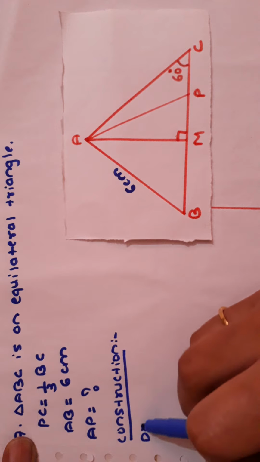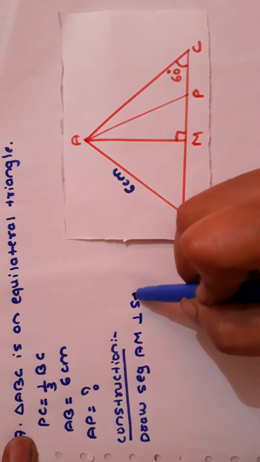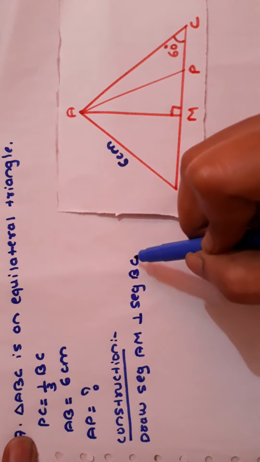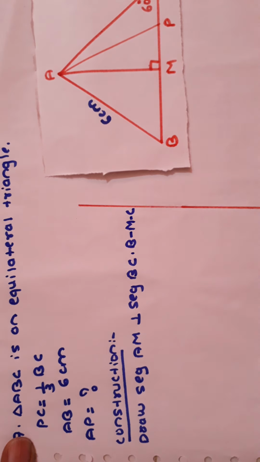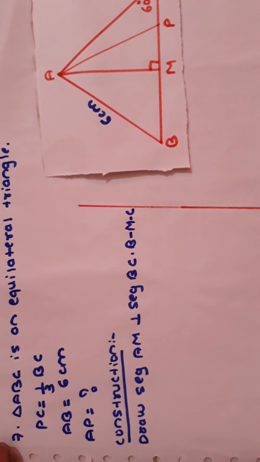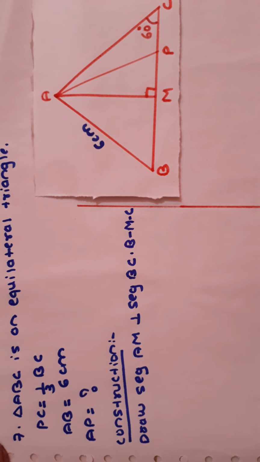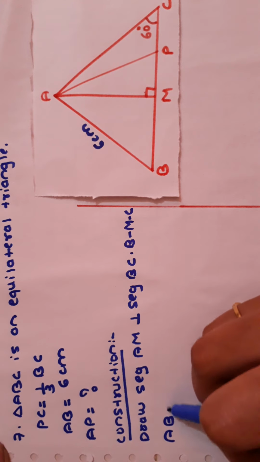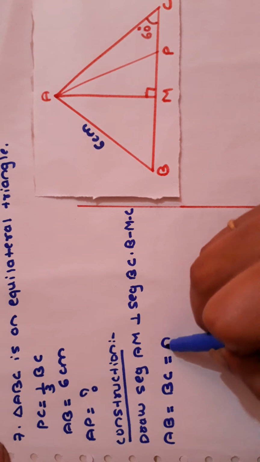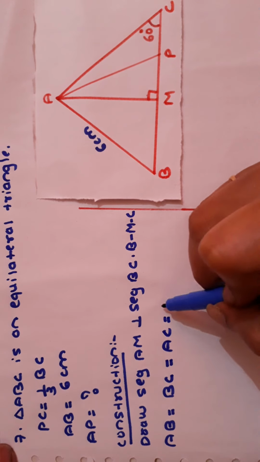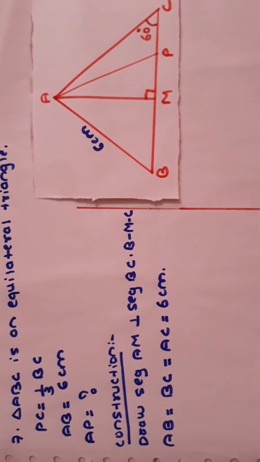Construction is draw segment AM perpendicular to segment BC. Point B, point M and point C are collinear points. ABC is an equilateral triangle, so that means all the three sides are equal. But AB is 6 centimeter, so that means BC and AC both are 6 centimeter.